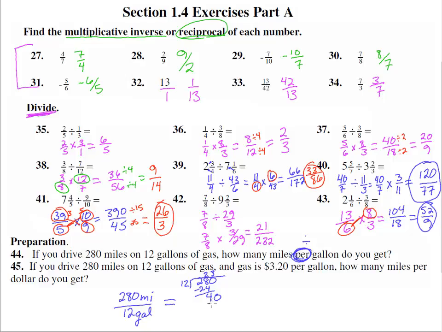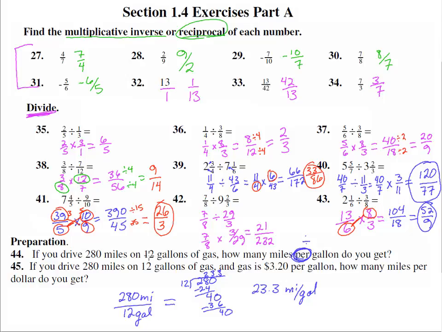3 times 12 is 36. Subtract. And we get 4, 0. This is going to keep going. 23.3 repeating. So this turns out to be 23.3 miles per gallon. So for every gallon of gas, we went 23.3 miles. Good. That's kind of what's going on here.